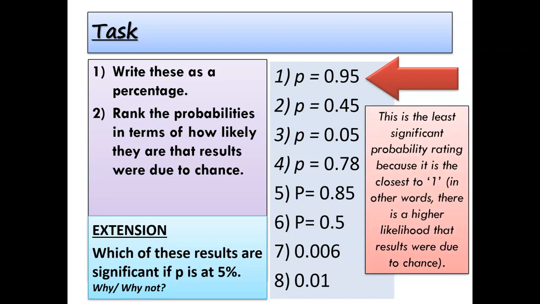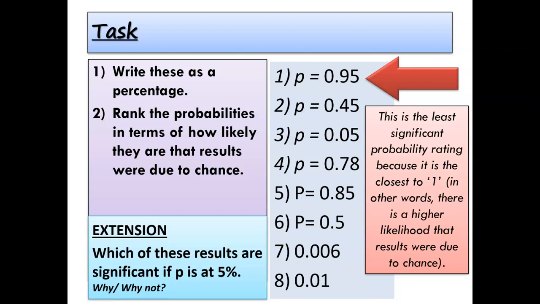This is the least significant probability range because it's the closest to 1. In other words, there is a higher likelihood that the results were down to chance rather than the actual IV that we're measuring. Okay. So it's going to be the opposite direction. The further away it is from 1, the more stringent it is going to be, and the less likelihood the results are due to chance.